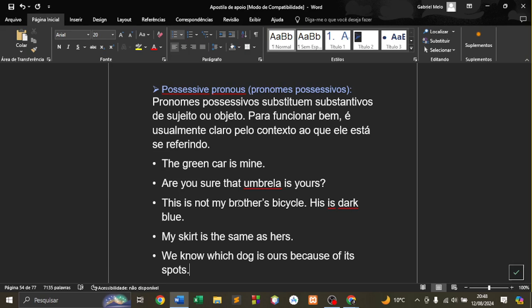Exactly. So, pay attention. The main difference between a possessive pronoun and a possessive adjective is that with possessive pronouns, I do not need to have a noun after the pronoun. You know? The pronoun itself replaces the noun I want to represent. So instead of saying the green car is my car, I say the green car is mine. Instead of saying, are you sure that umbrella is your umbrella, I say, are you sure that umbrella is yours? Okay? So go on.